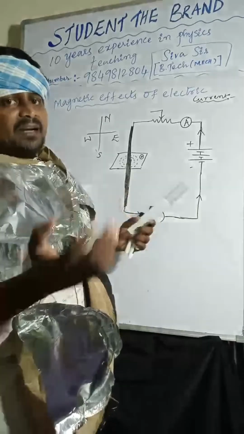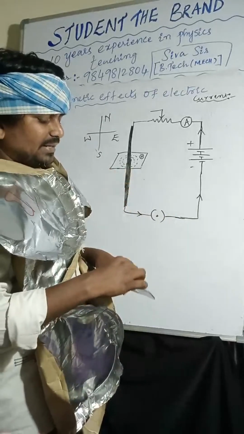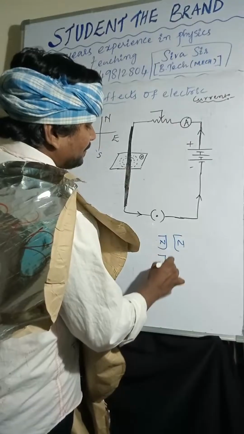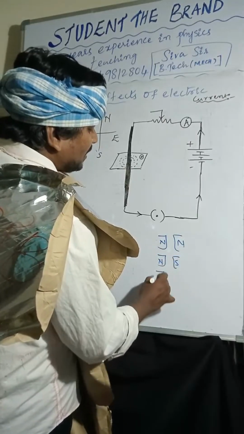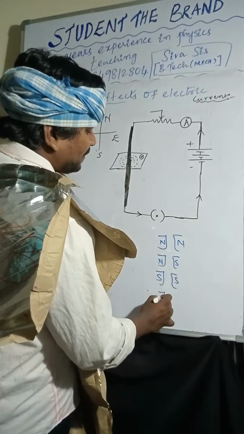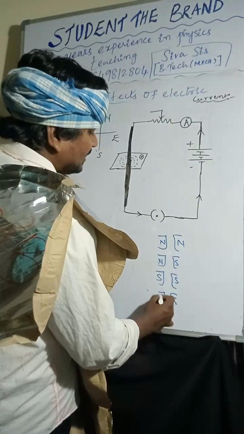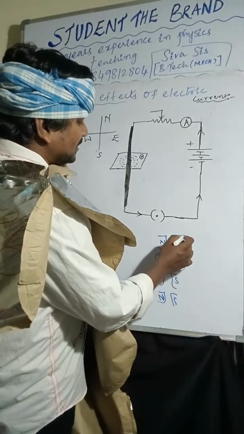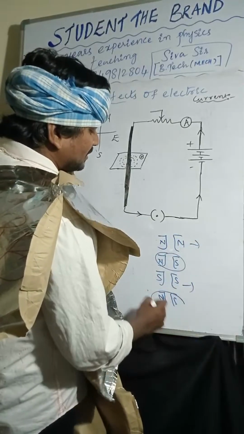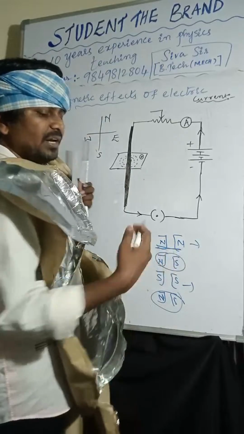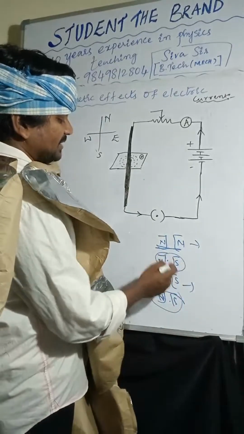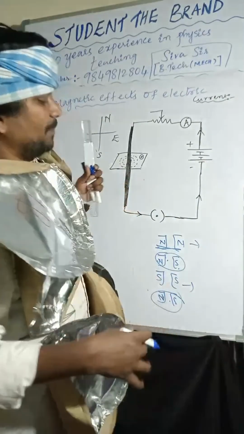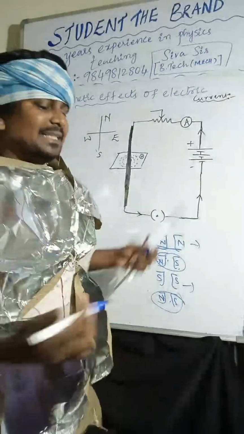As already said, if we are taking north and north, they will repel. North and south will attract. South and south will repel, south and north will attract. So two dissimilar poles will attract each other, north-south or south-north, and two similar poles will repel each other.